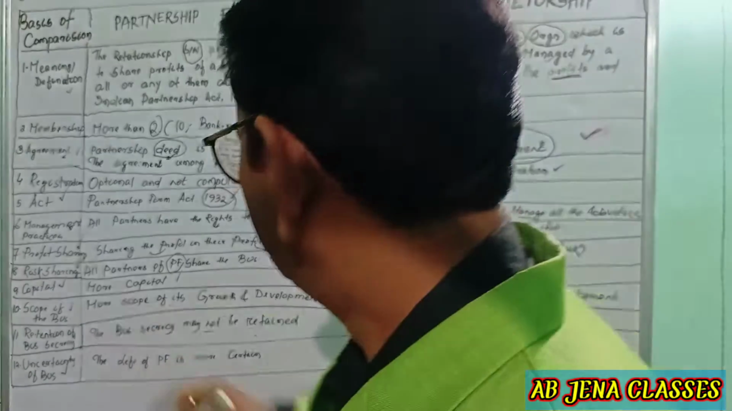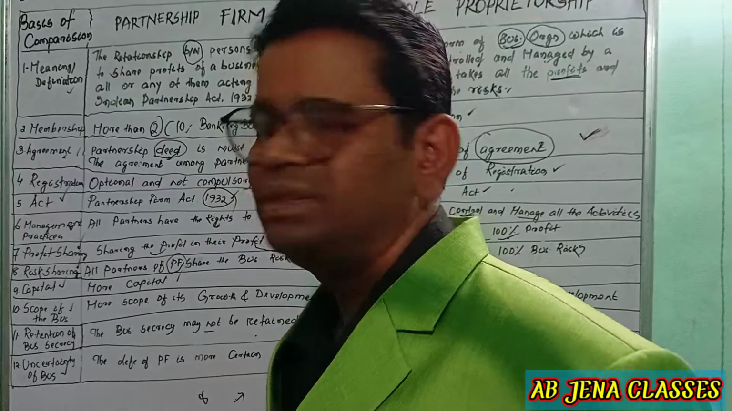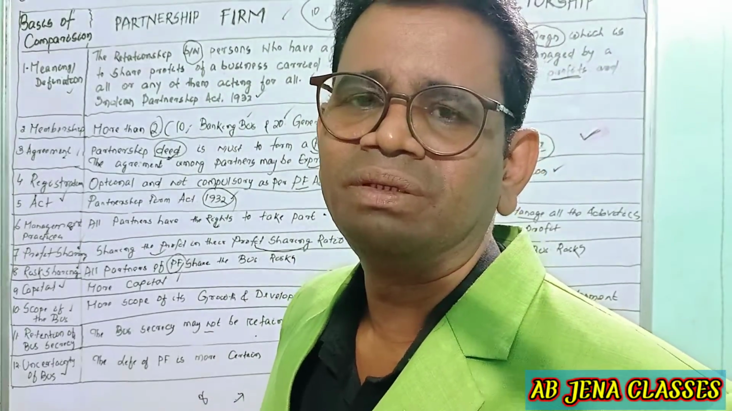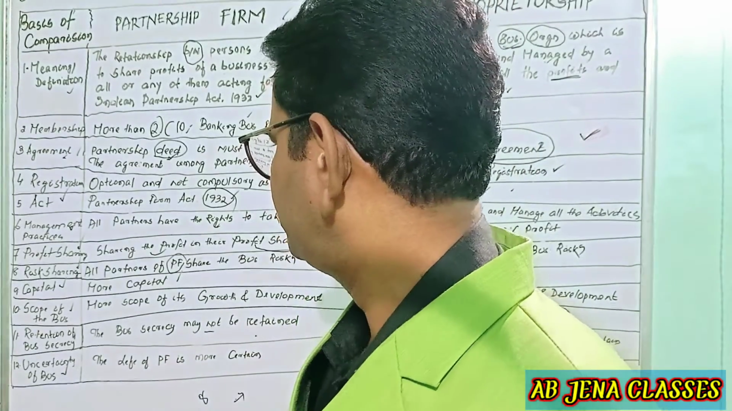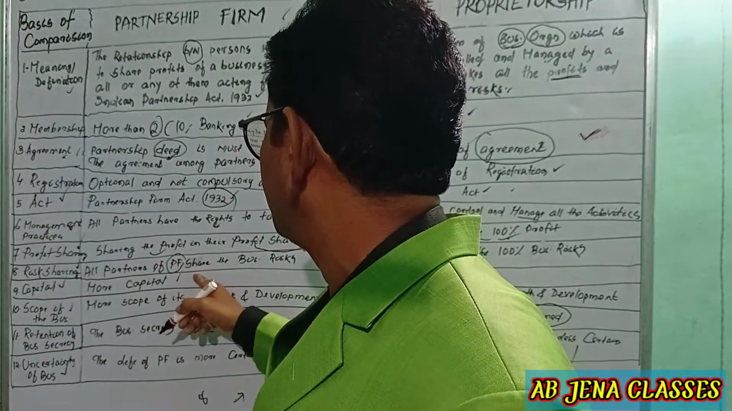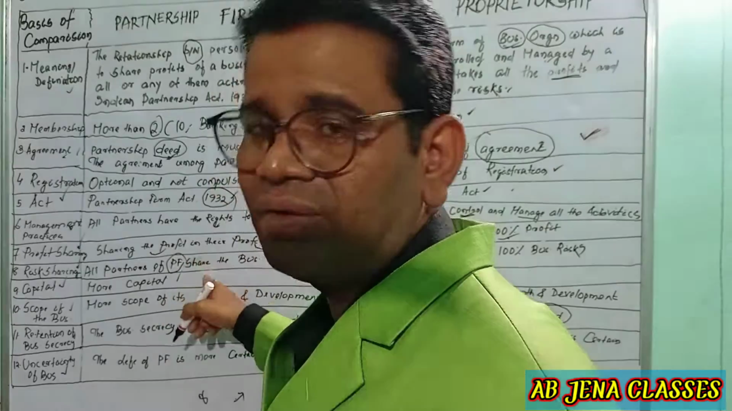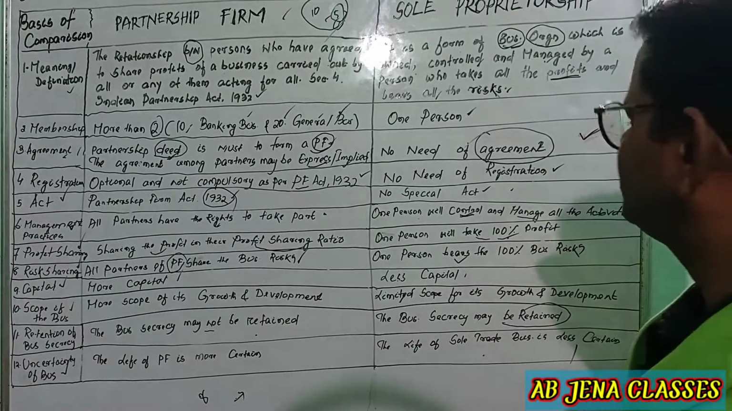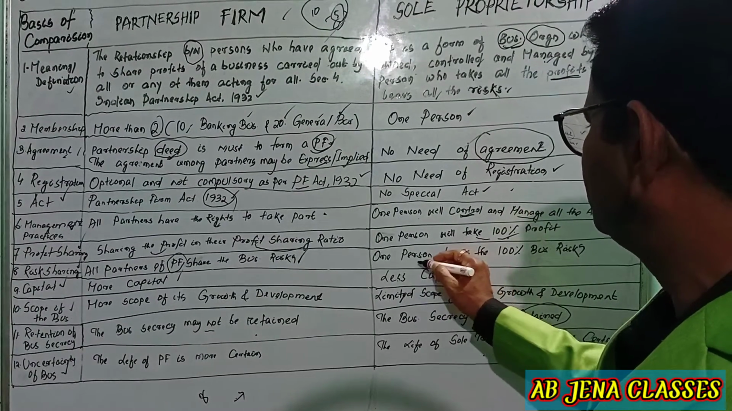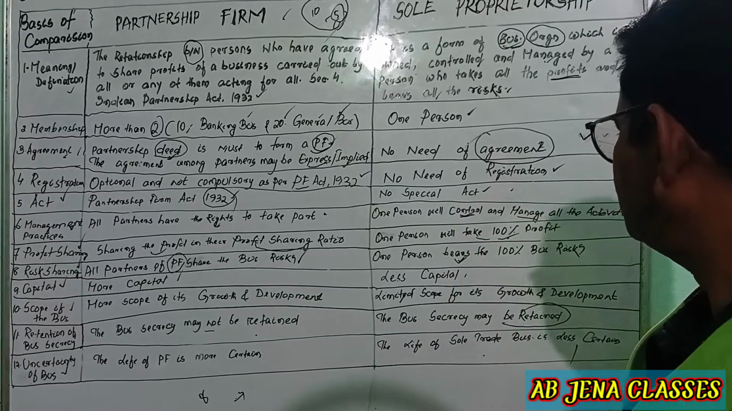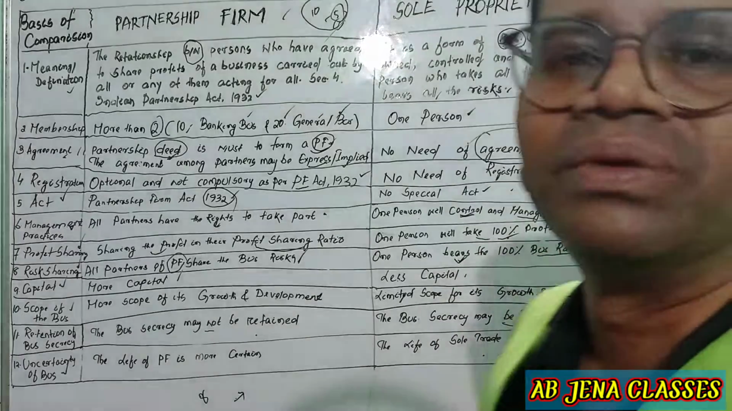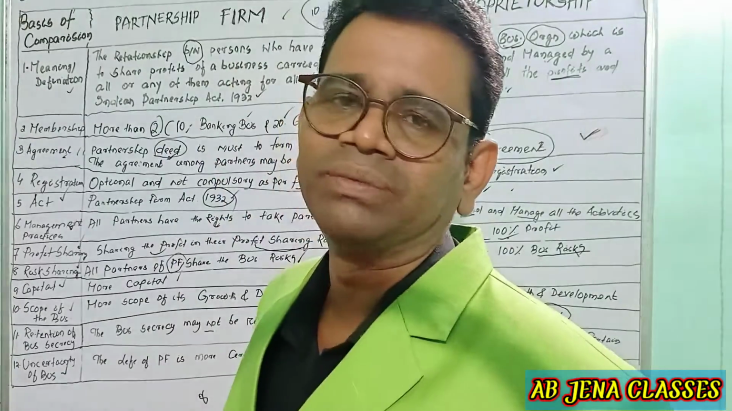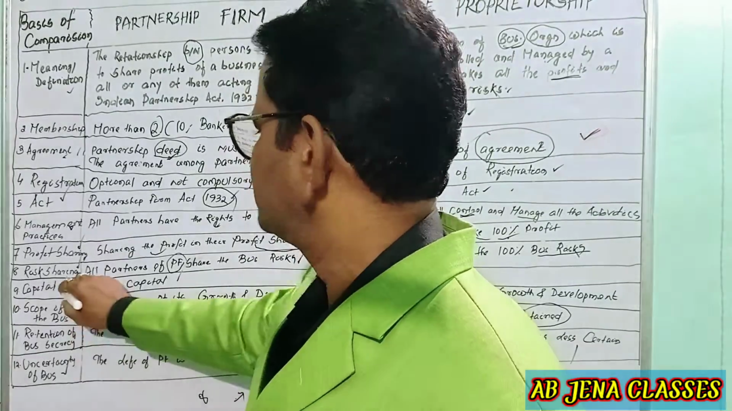Come to the next one, which is risk sharing. If profit is there, it will be shared. If there is a loss, in the case of partnership, all partners will share or bear the business risks. Whereas in the case of sole proprietorship or sole trading business, one person will bear 100% of the risks or the loss.